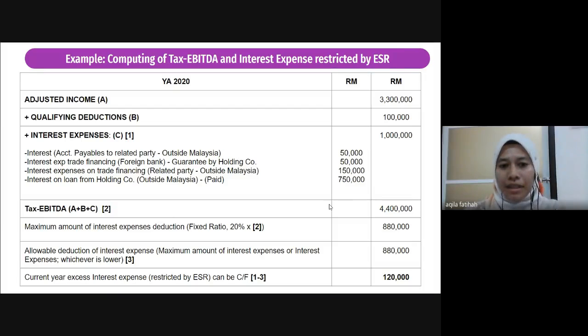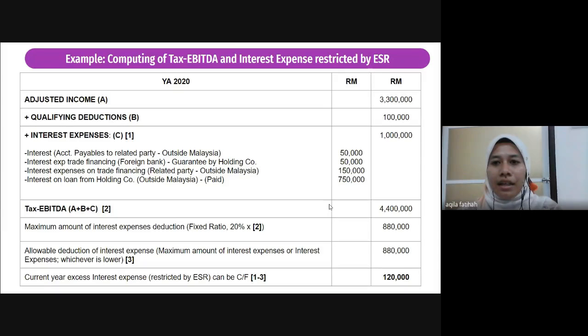The next step is we have to identify the maximum amount of interest expense deduction using the fixed ratio formula. The fixed ratio is 20%, multiplied by the tax EBITDA. So 20% times 4.4 million, we get 880,000.